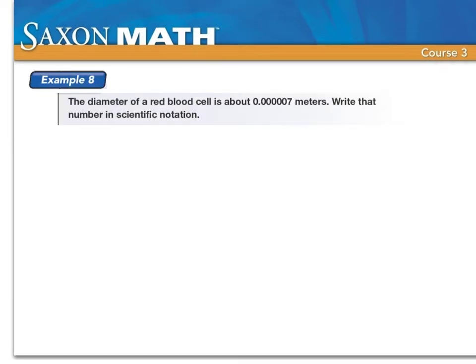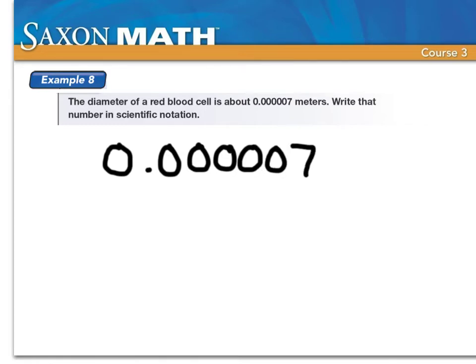In this example, it says the diameter of a red blood cell is about this many meters, and we want to write that in scientific notation. Okay, so the first thing I'm going to do is write this number down. There are 5 zeros there. We want to write in scientific notation. Remember, scientific notation is a number times 10 to some power. Okay, and the first number has to be between 1 and 10. So I need to put a decimal in this to make it between 1 and 10. So I would have to put it after the 7 right here. Okay, to be between 1 and 10.